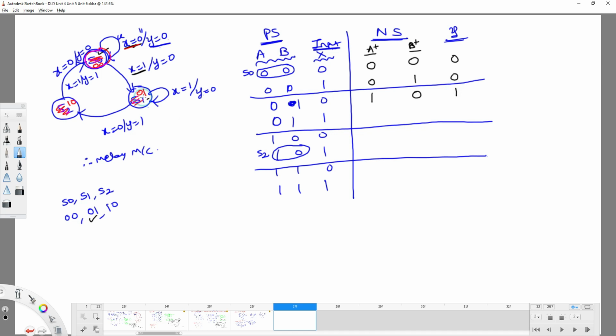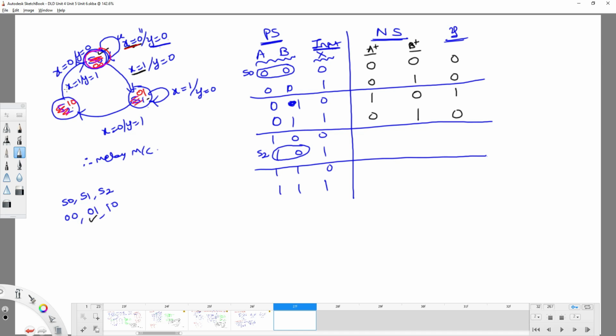For 0 1, if I give the input 0, you are going to go for 1 0 and you are producing the output 1. Yes. For 0 1, if you are trying to move on 1, you are going to go with the same state, that is 0 1 only, and it is going to produce output as 0.